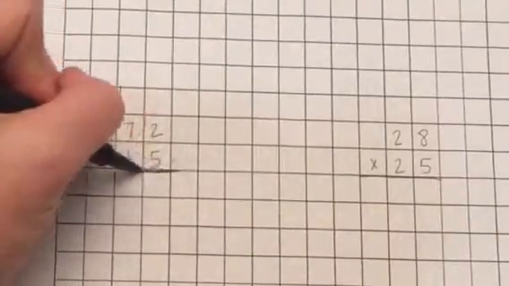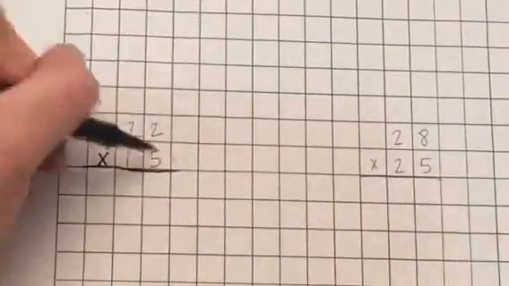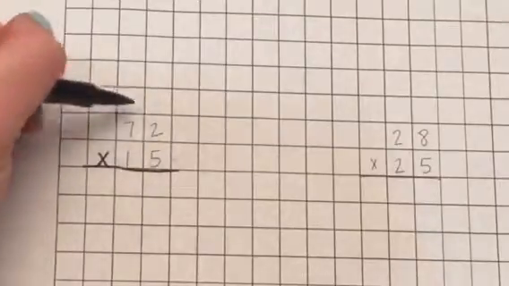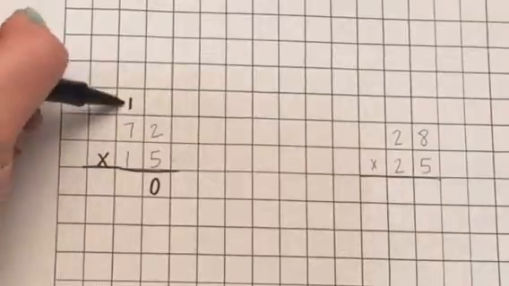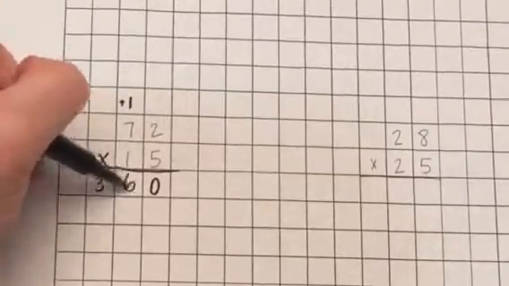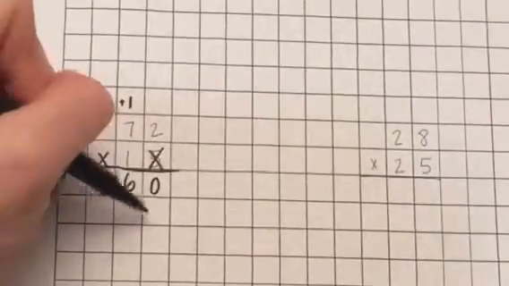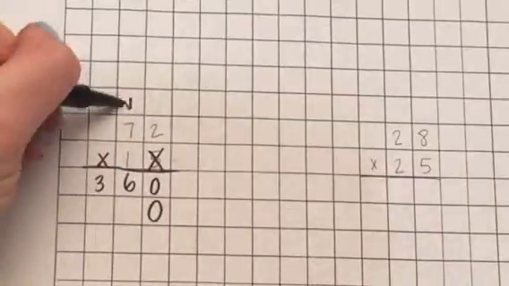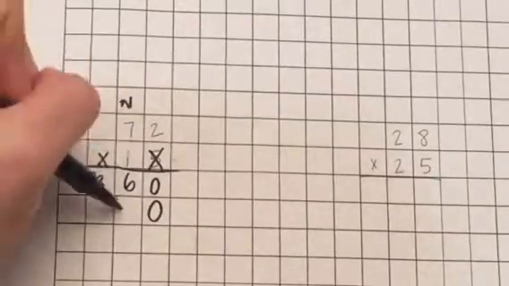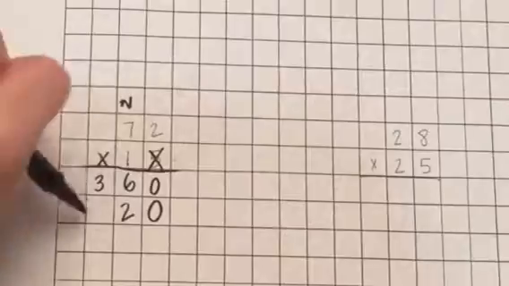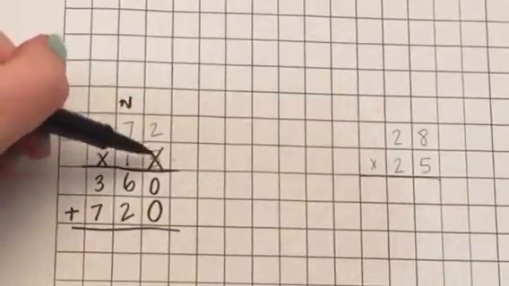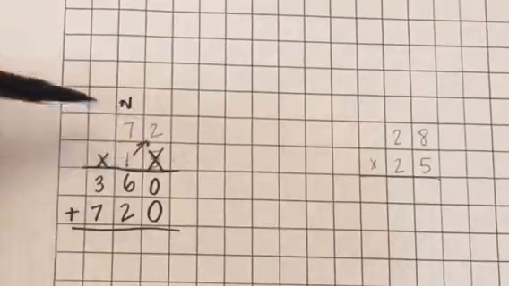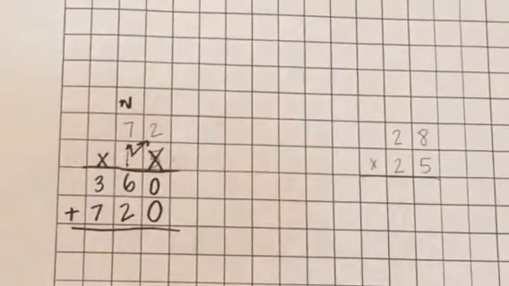This is 72 times 15. Start in my ones place. 5 times 2 is 10. 5 times 7 is 35 plus 1 is 36. I'm done with that, so I'm going to put 0 to hold my place. 1 times 2 is 2. 1 times 7 is 7. So as you see, when I'm multiplying, I'm always going back. I'm going to the ones place first up top, and then the tens place.